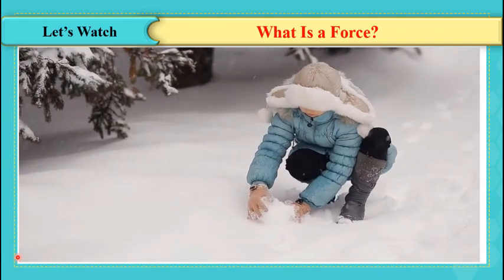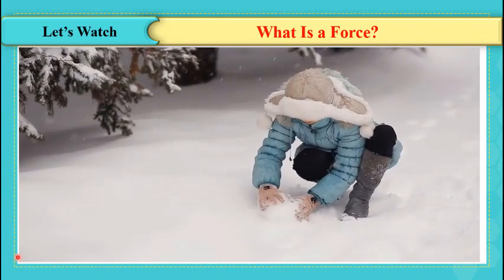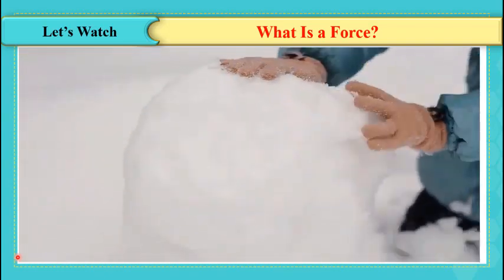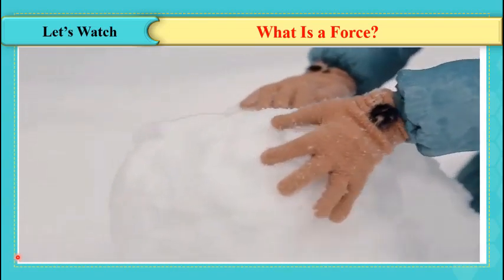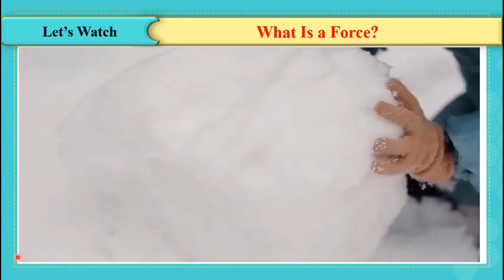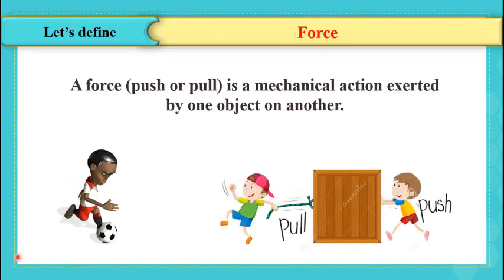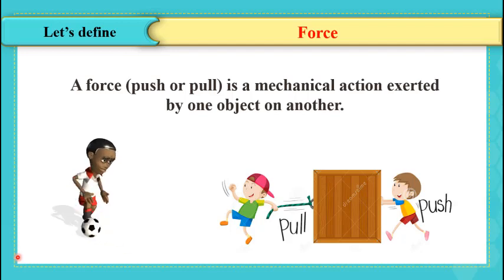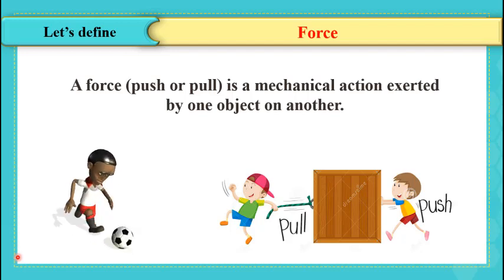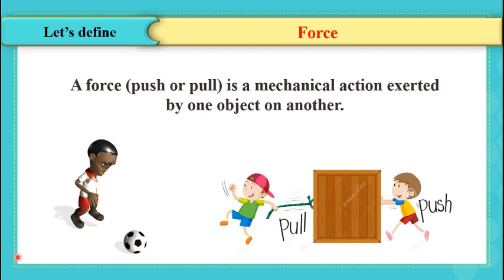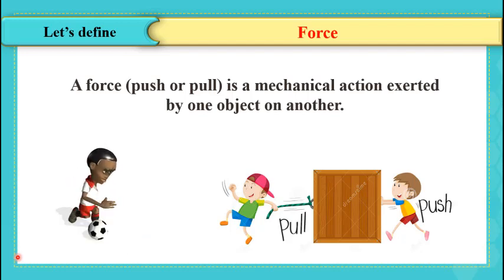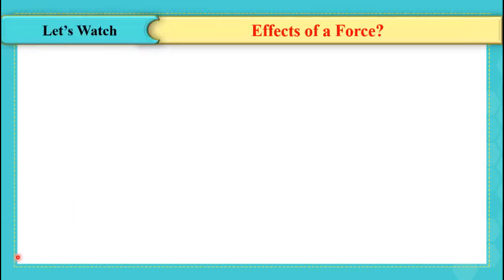Actually, all these actions, pushing, pulling, holding, pressing, attracting, are actions exerted by one object on another. Actually, we can define a force, push or pull, as a mechanical action exerted by one object on another. But in the previous year, we have learned that forces are not able to be seen. So, how can we know that they exist? We know that they exist by their effects.